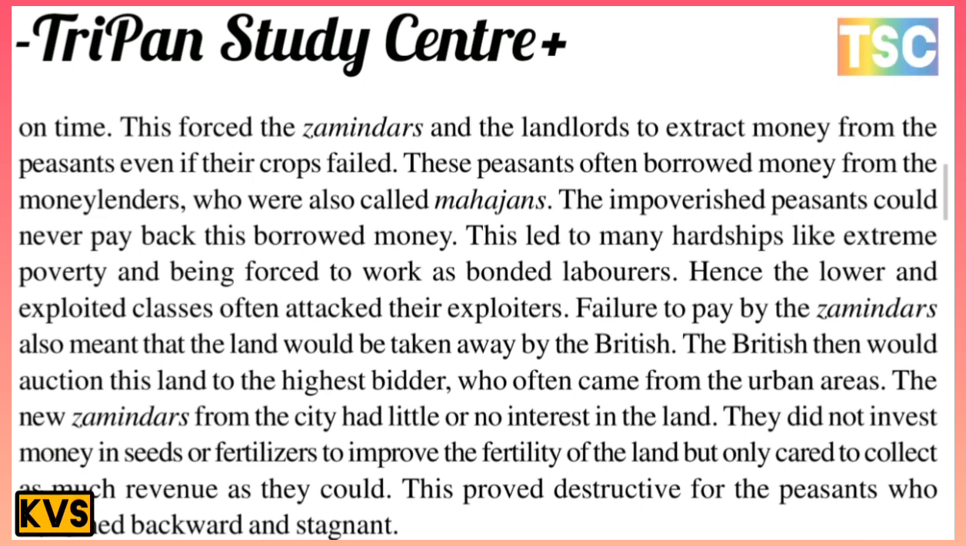The British then auctioned this land to the highest bidder, who often came from urban areas. The new zamindars from the cities had little or no interest in the land, and they did not invest money in seed and fertilizer to improve the fertility of the land, but only cared to collect as much revenue as they could. This proved extractive for the peasants, who remained backward and stagnant.